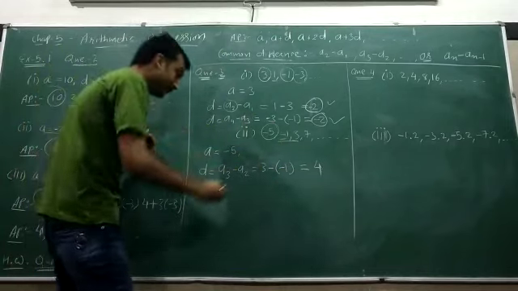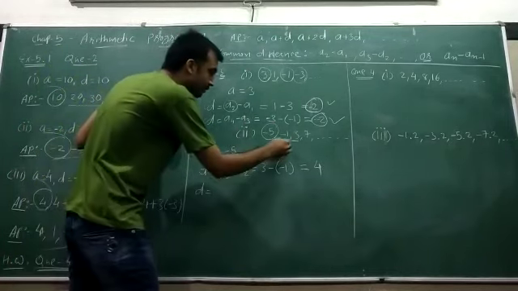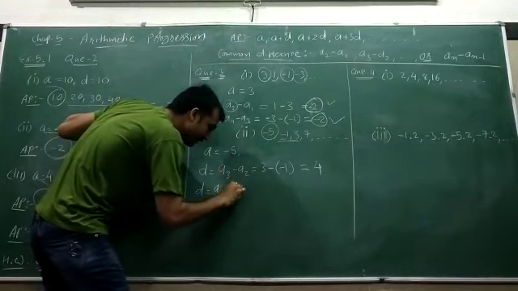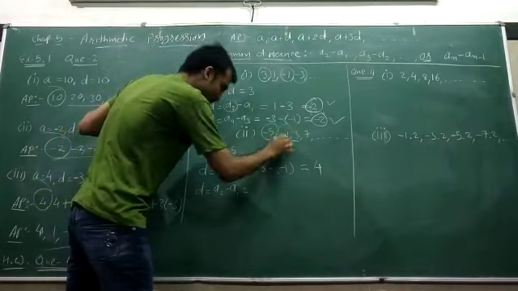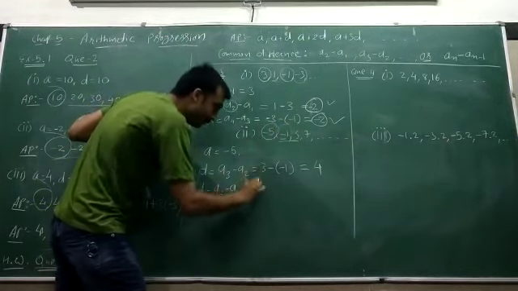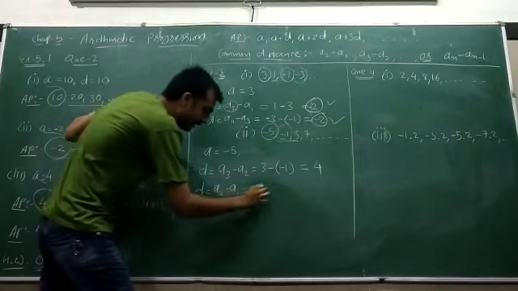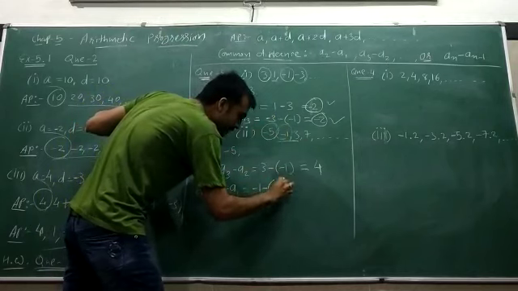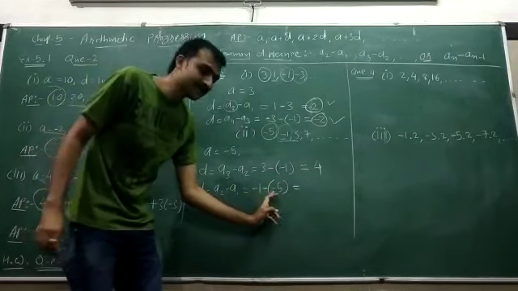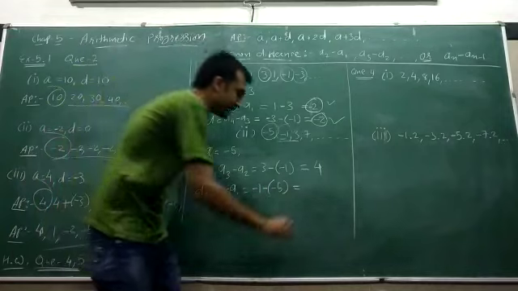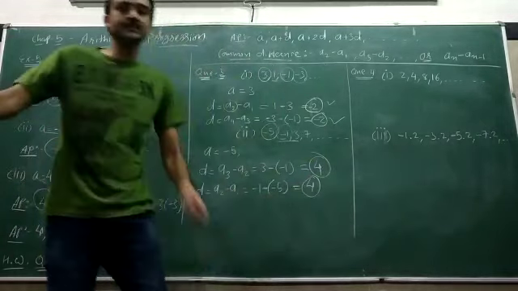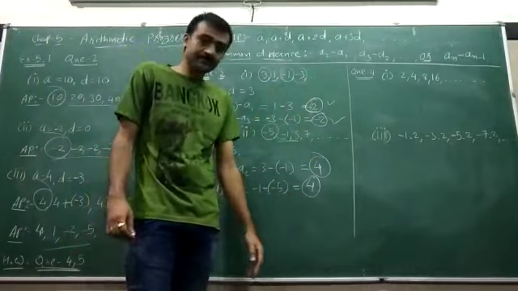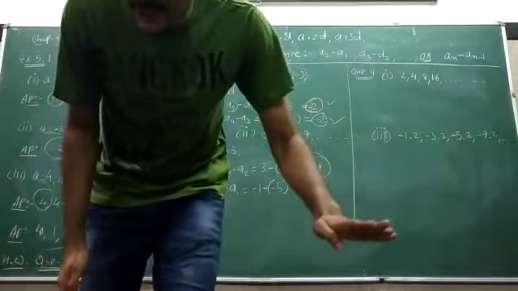Let's check for other numbers. Let us find the common difference for different numbers. Let's take these two numbers. So D is equal to A2 minus A1, which is -1 minus (-5), that is plus 5 minus 1, which is equal to 4. So you see the common difference will be the same for all the numbers of an AP. Okay, there are actually 4 questions.